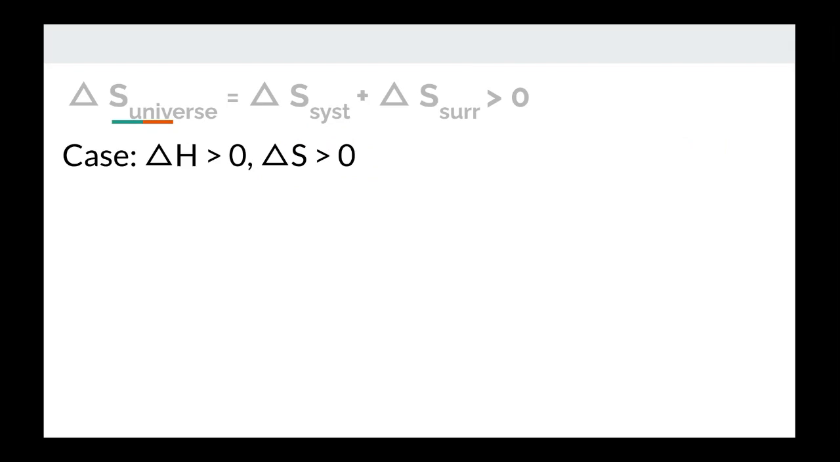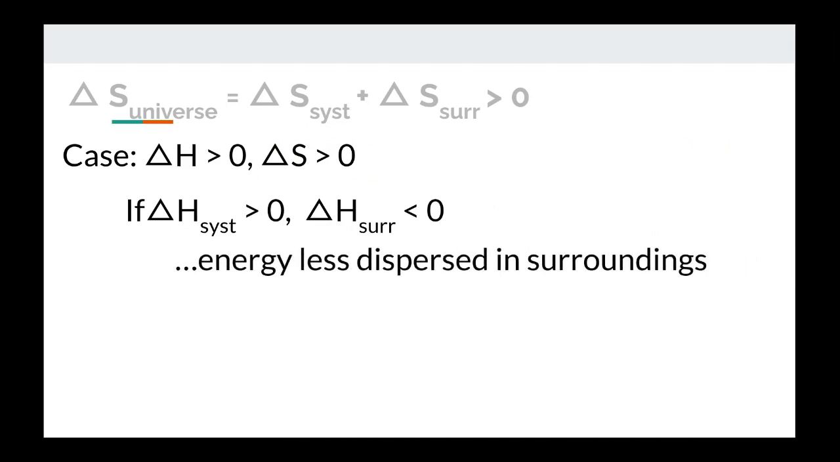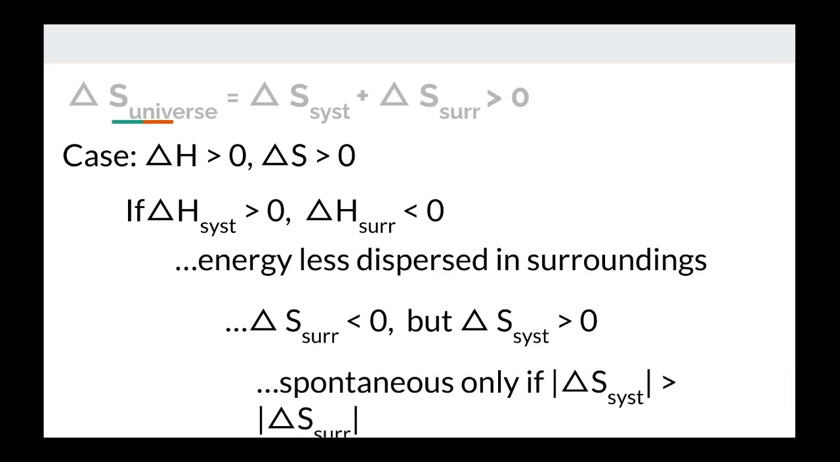Energy is more dispersed. So we've already seen that if delta H is positive, then delta H for the surroundings has to be negative, which means the entropy change for the surroundings also has to be negative. So now we have conflict again. Delta S for the surroundings is negative, but delta S for the system is positive. So the only way that these are going to result in a spontaneous reaction is if the entropy gained by the system is greater than the entropy lost by the surroundings. So this is another case where it's going to be sometimes spontaneous.